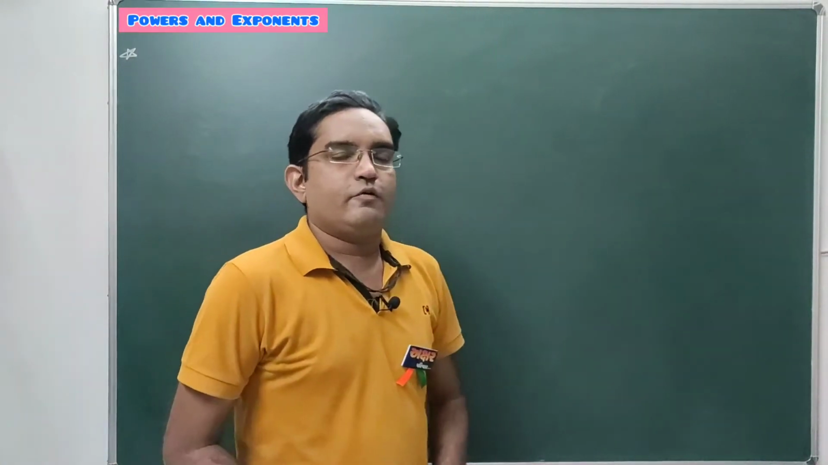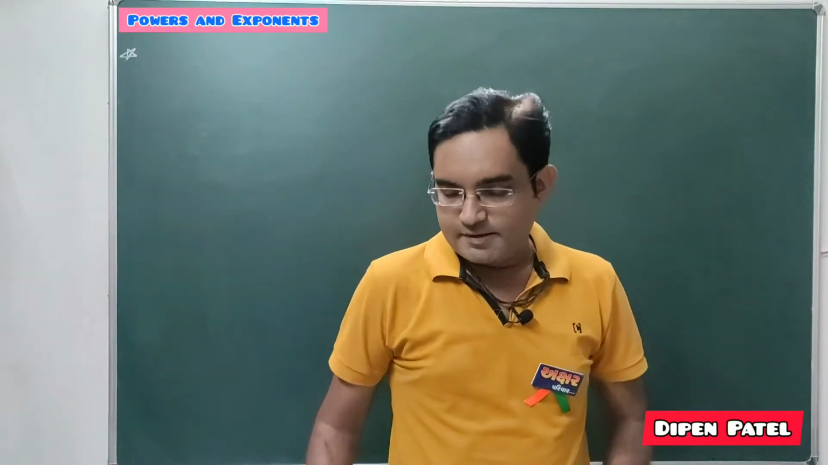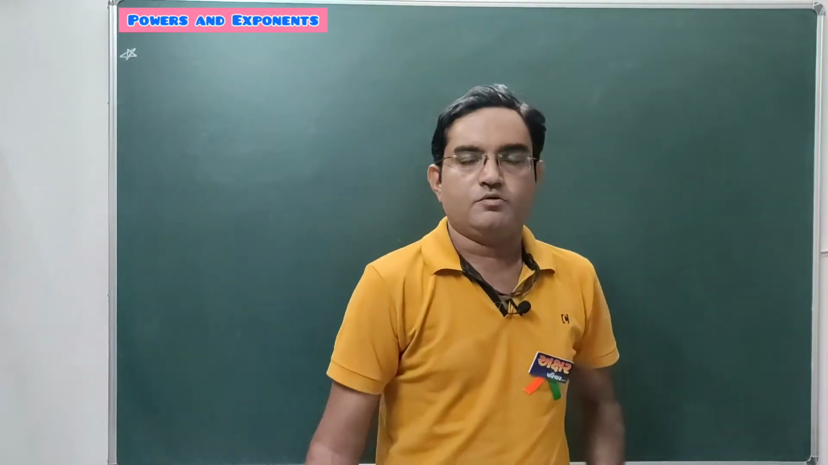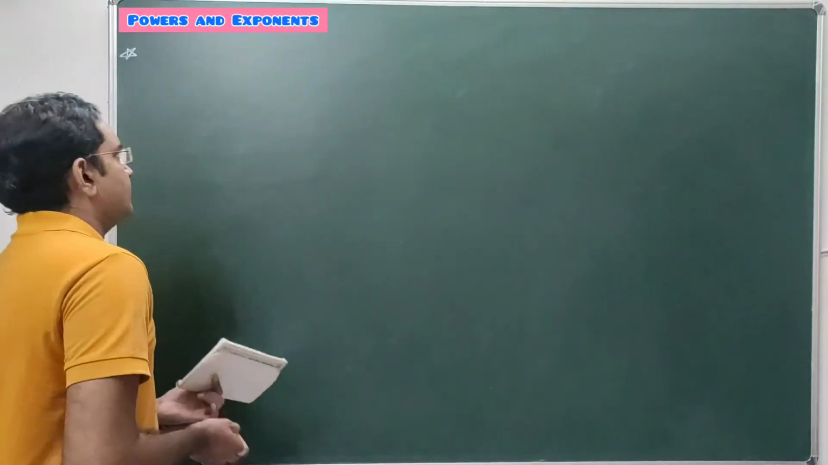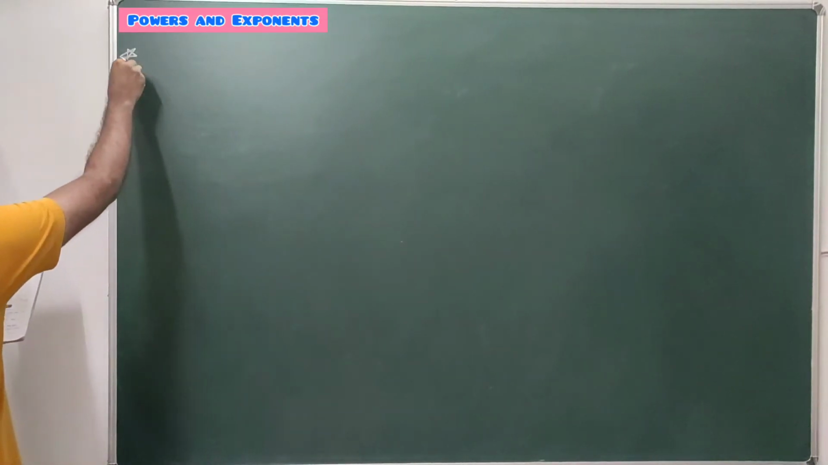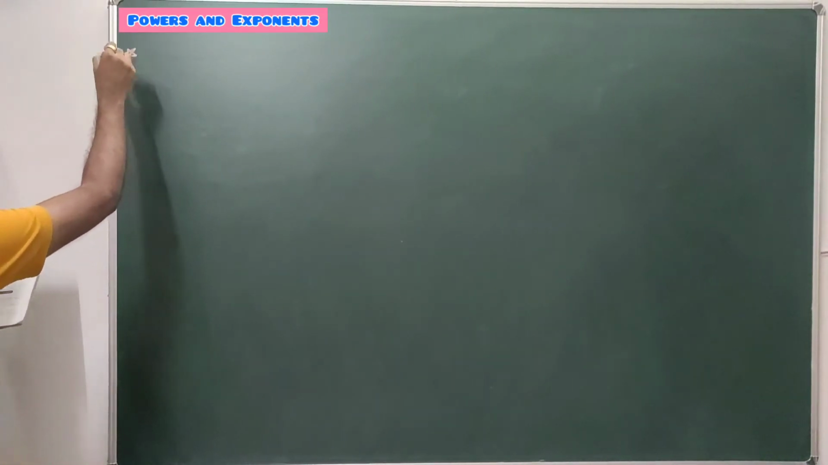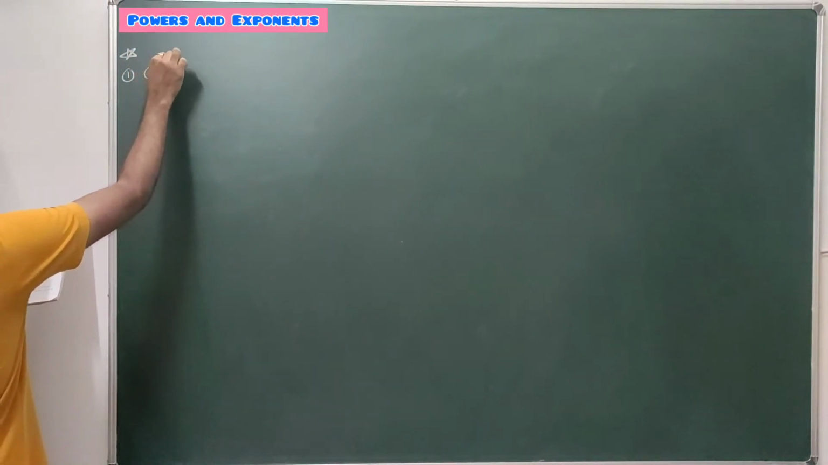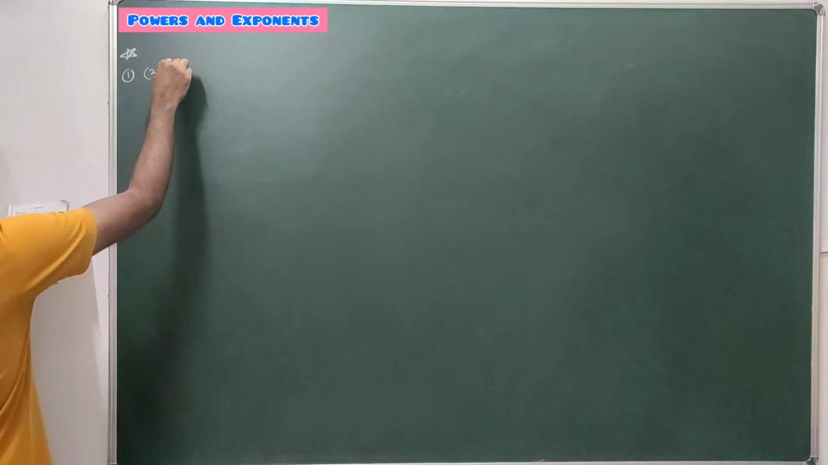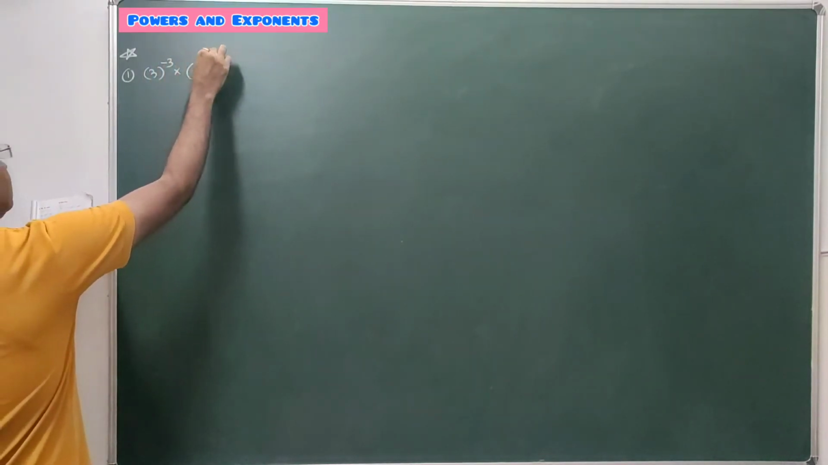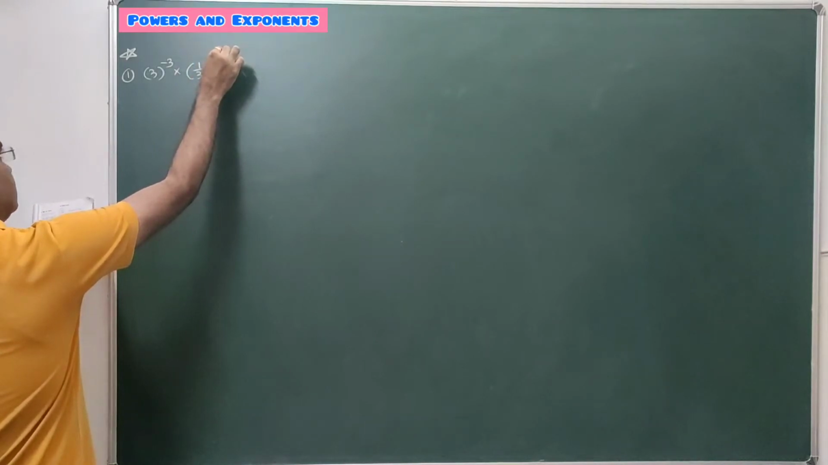Okay students, now we are going to discuss the additional practice sums based on exponent and power to find the value. So here first question is, find the value of 3 raised to minus 3 multiplied by 1 upon 3 raised to minus 5.